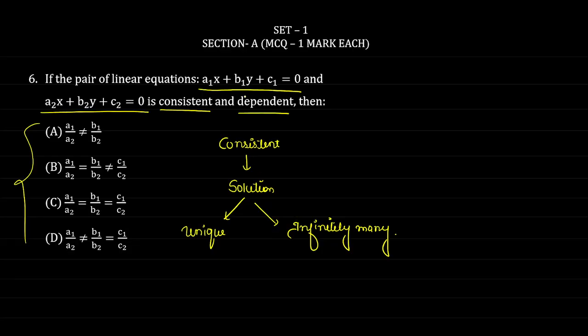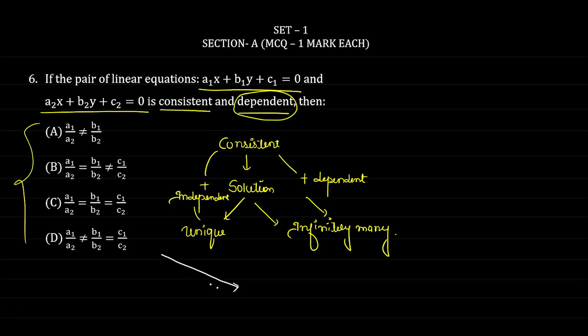But out of these two, which one is dependent? Okay. So out of these two, this one it is your dependent also, or let me write here. Yes, infinitely many. This one is your consistent plus dependent. And this one here, it is consistent and independent. Now, why is that? Why unique solution is independent? For unique solution, we have which type of lines? We have two intersecting lines.